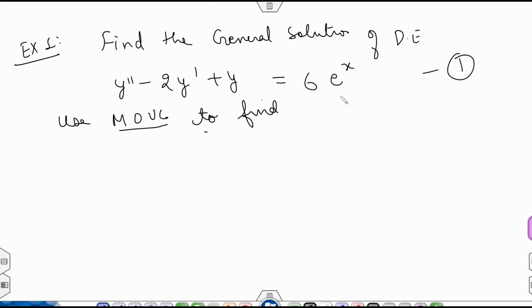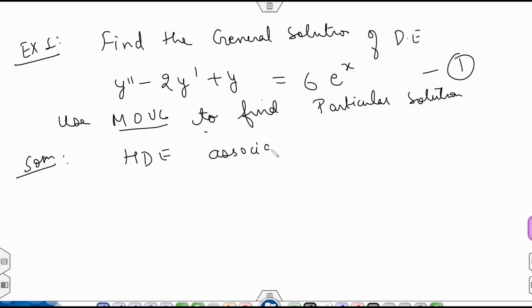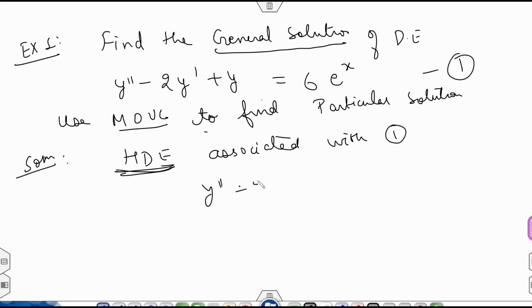To find the particular solution, first of all, let us see the homogeneous differential equation which is associated with 1. Why are we finding it? Because we need to find the general solution of this differential equation. So this is yg plus yp. So yg is what? The solution of the homogeneous differential equation. So firstly I'll write down the homogeneous differential equation associated with this. So this will be equal to 0. I call this equation number 2.